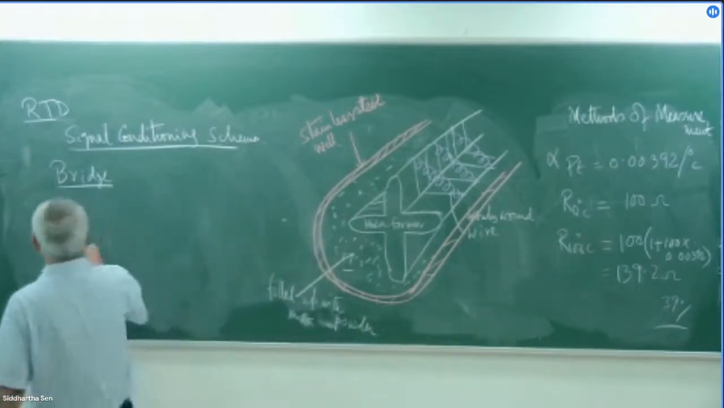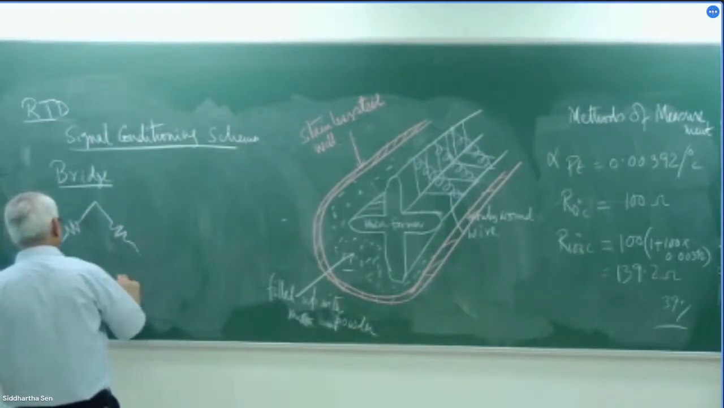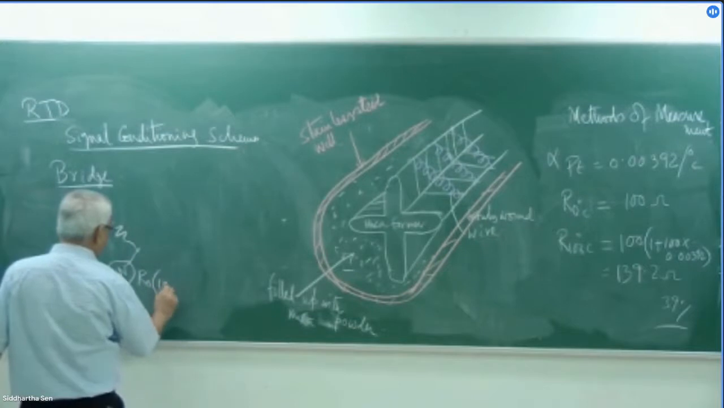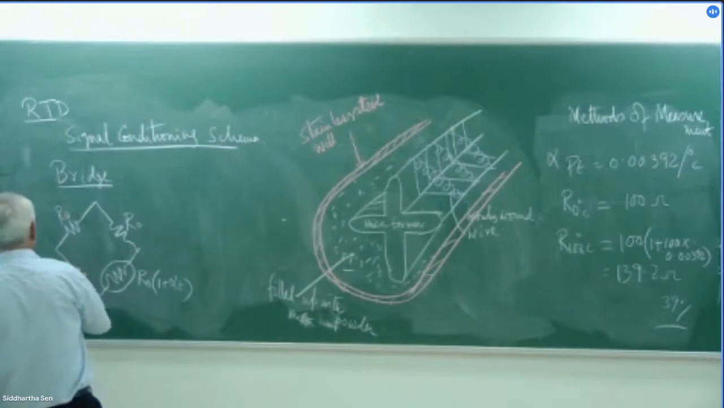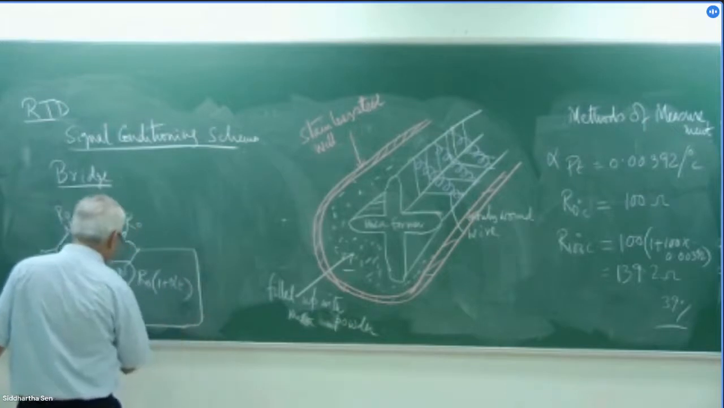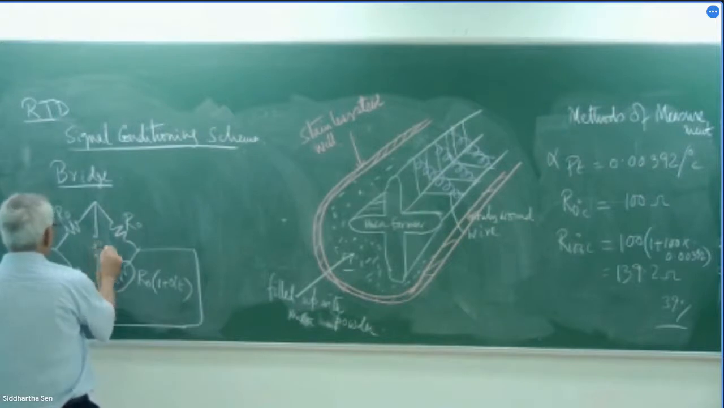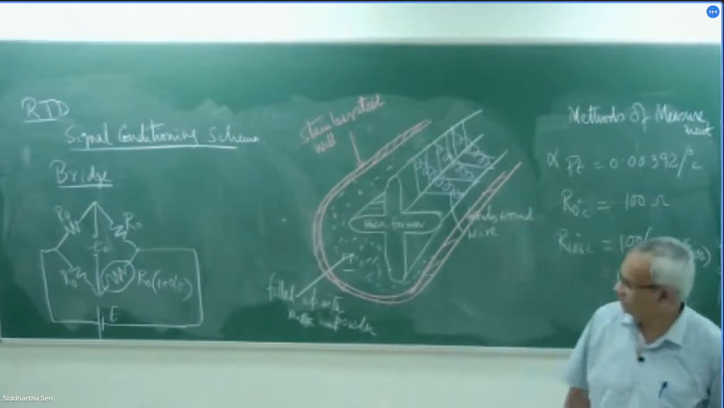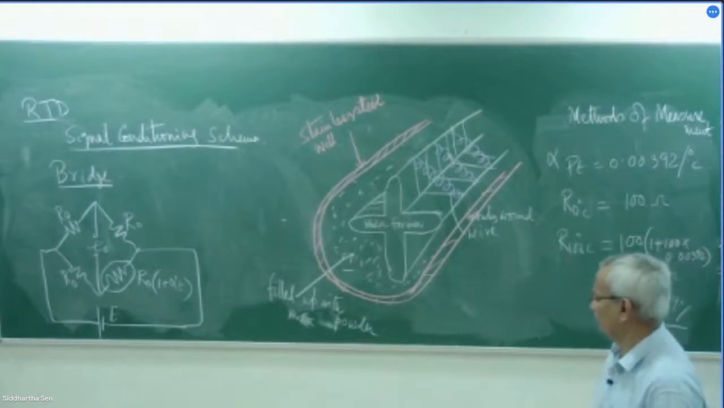So we can say that these are 3 fixed resistances, and this is your RTD, R0 into 1 plus alpha T, and this is the voltage you apply. So this is the simple circuit for temperature measurement with this RTD.